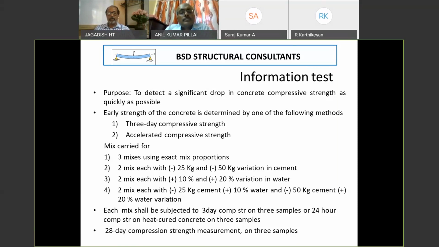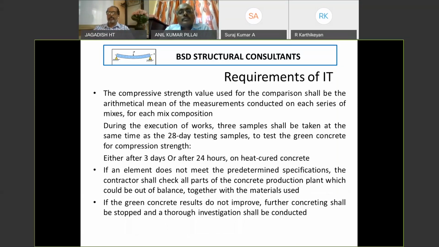Now, when we are doing the actual concreting work, there will always be a sampling criteria decided between the contractor and the client. Based on the sampling criteria, maybe let us say every 50 cubic meters, you are supposed to take one sample for 28 days time. During that time, take 3 samples for this information test also.